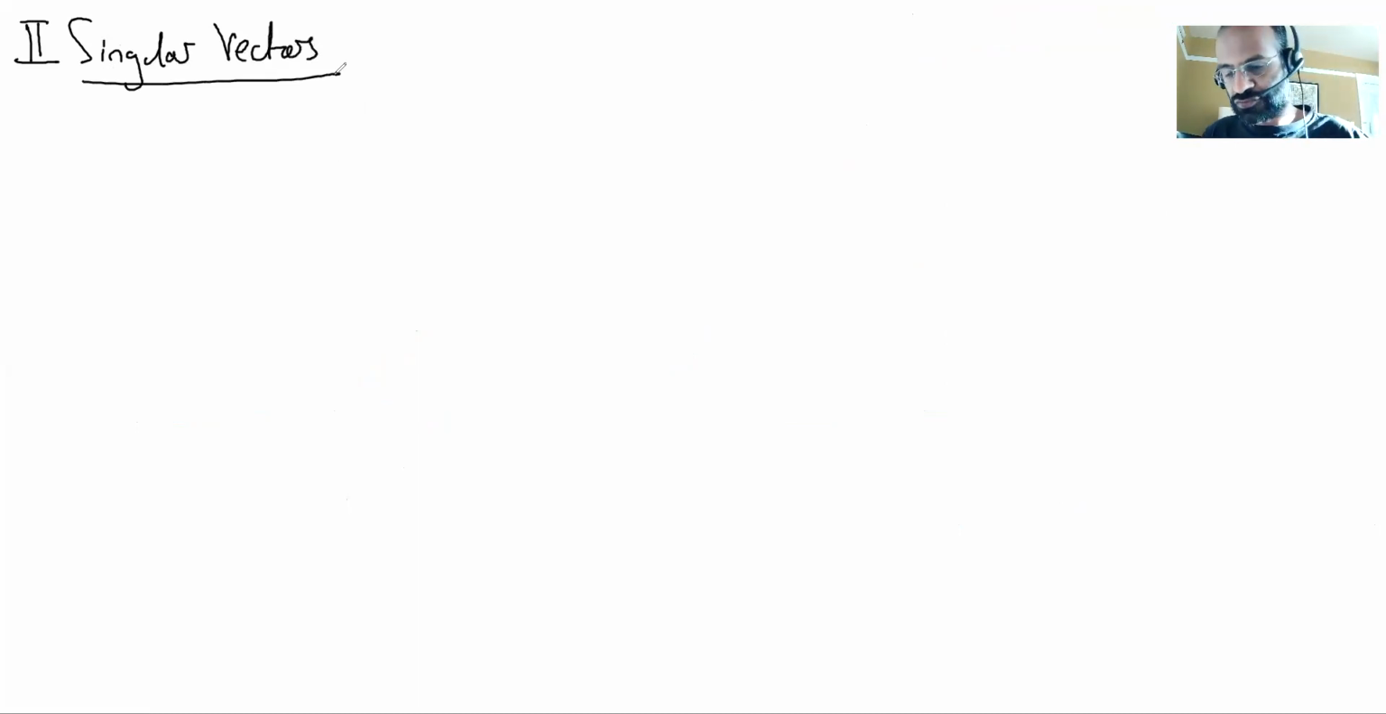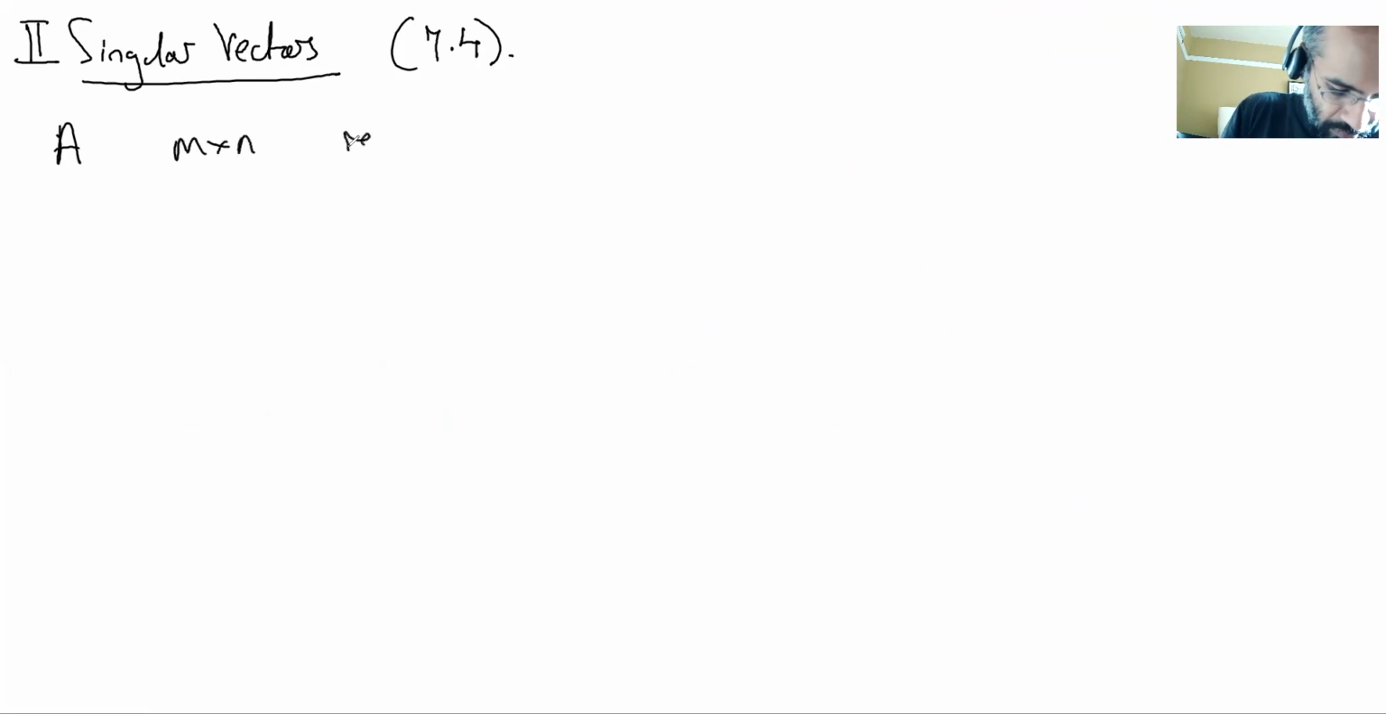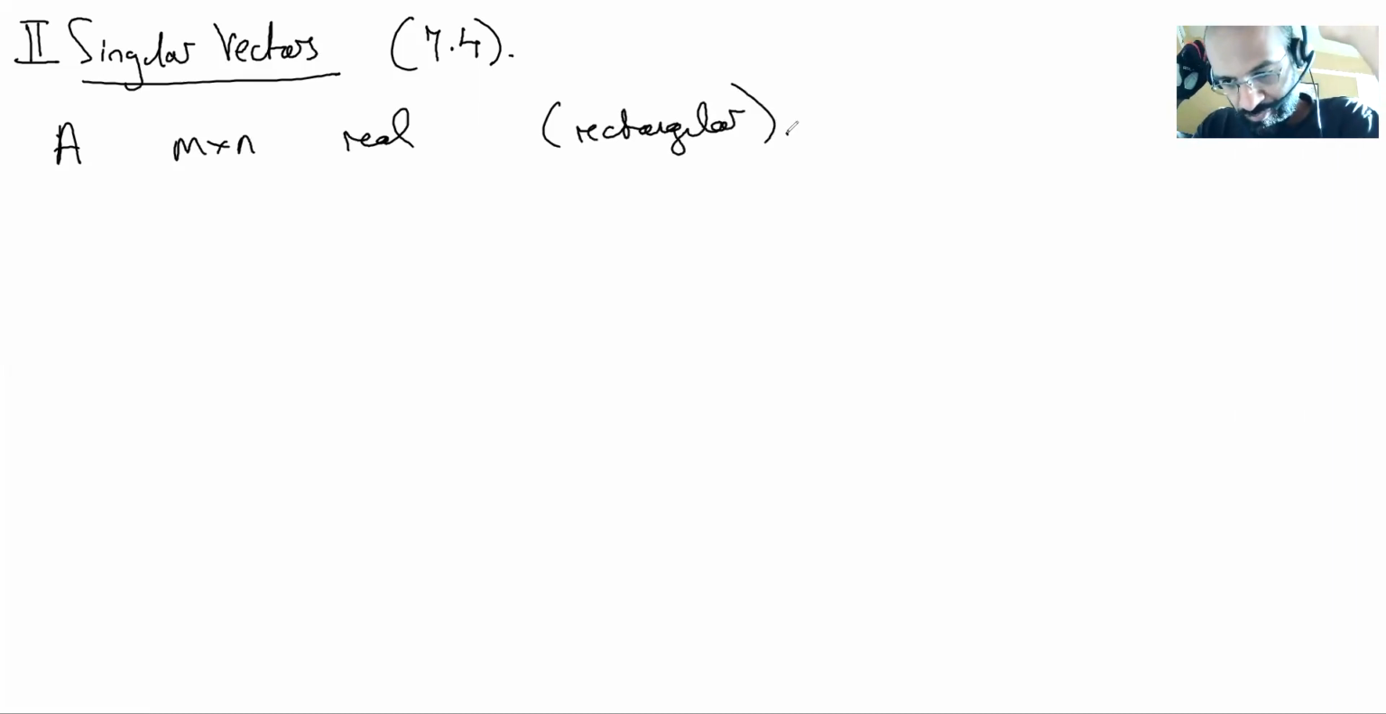So now we switch to rectangular matrices. This is section 7.4. Suppose A is M by N, real, and could be a rectangular matrix. Now what we're going to do is something interesting with this rectangular matrix by looking at an associated square matrix.